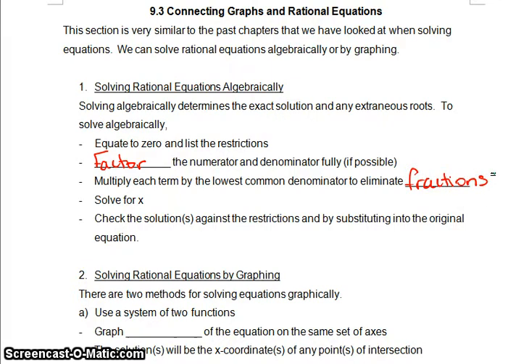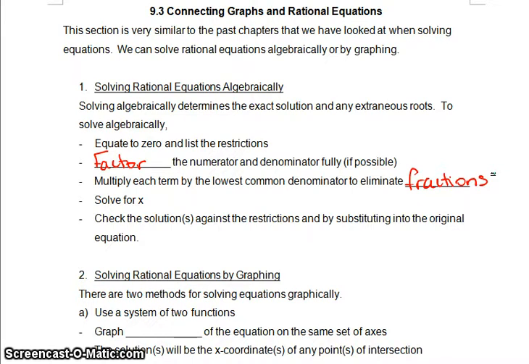Then we'll solve for x, and then check your solutions against the restriction, and then substitute it into the original equation. That part there is verifying your solution. So first check the restriction. If it meets the restriction, then substitute it into the original equation, and make sure that your left side is equal to your right side.